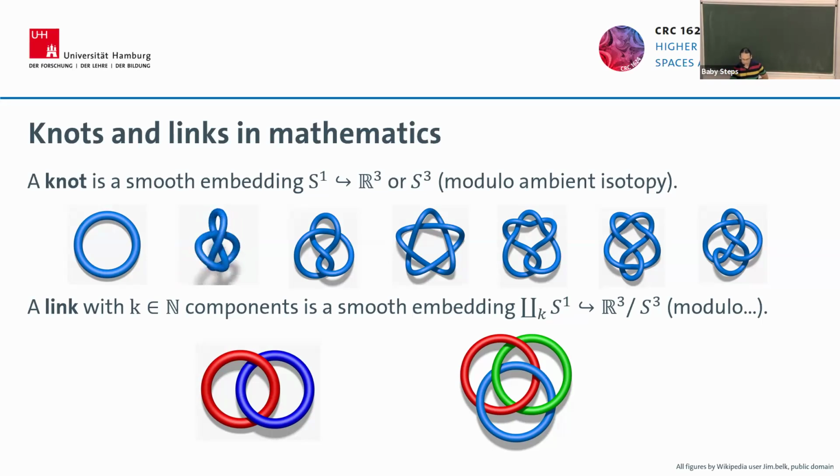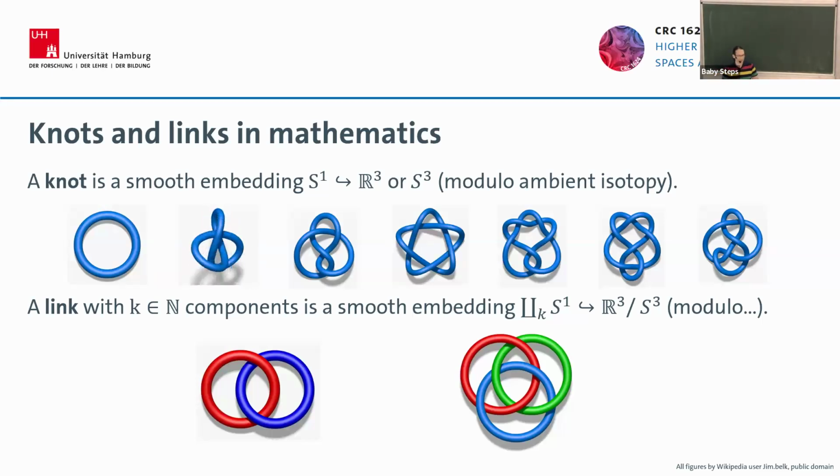Slightly more generally, one can also consider embeddings of some finite number of circles, not just one, and then one arrives at the concept of links. Here at the bottom, we see two links. On the left is the Hopf link, which consists of two unknots which are linked up. And on the right, we see the famous Borromean rings. There are three unknot components, and they're linked in a very interesting way. If you remove one of them, then the other ones can be separated from each other.